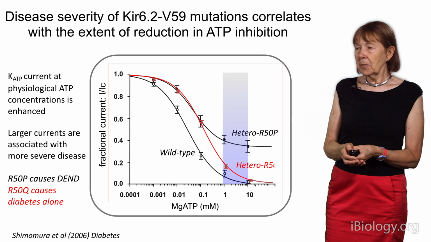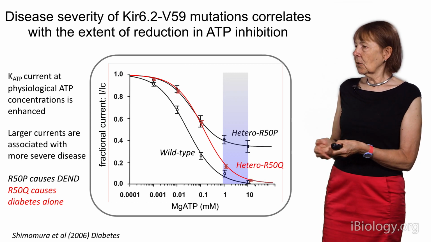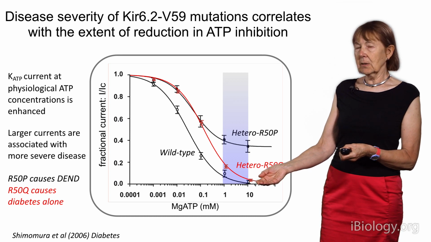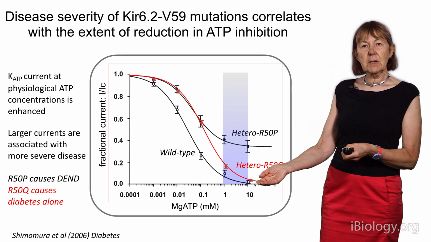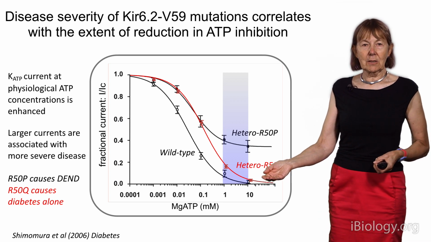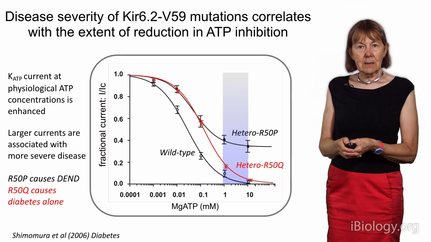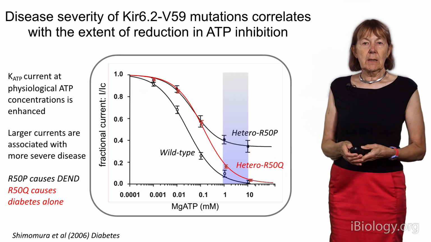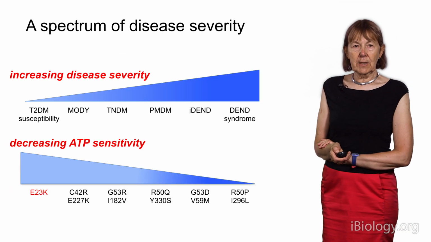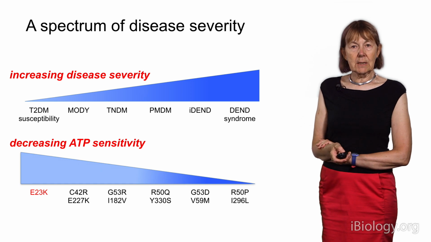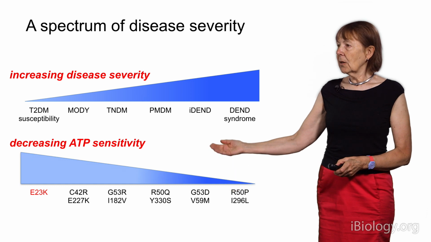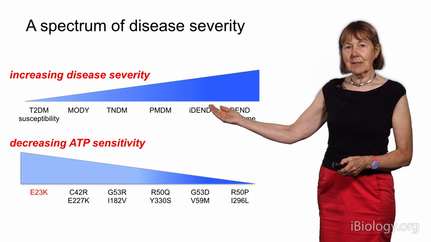If we look at another mutation, which is less severe and causes less of an increase in the current at physiological ATP concentrations, as you see here, this mutation is associated with only neonatal diabetes and with no neurological complications at all. So this tells us that there is a relationship between the severity of the mutation and the severity of the disease phenotype. And in fact, there's a spectrum of disease severity shown here. As ATP sensitivity is decreased, so the severity of the disease increases.